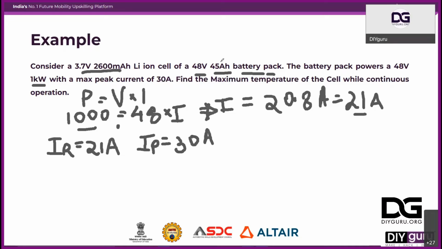Now, this parameter is 45 ampere hour. The battery pack current IB is given as 45 ampere for a single charge. That is the max it can go, if we take 1C, 45 amps at 1C.